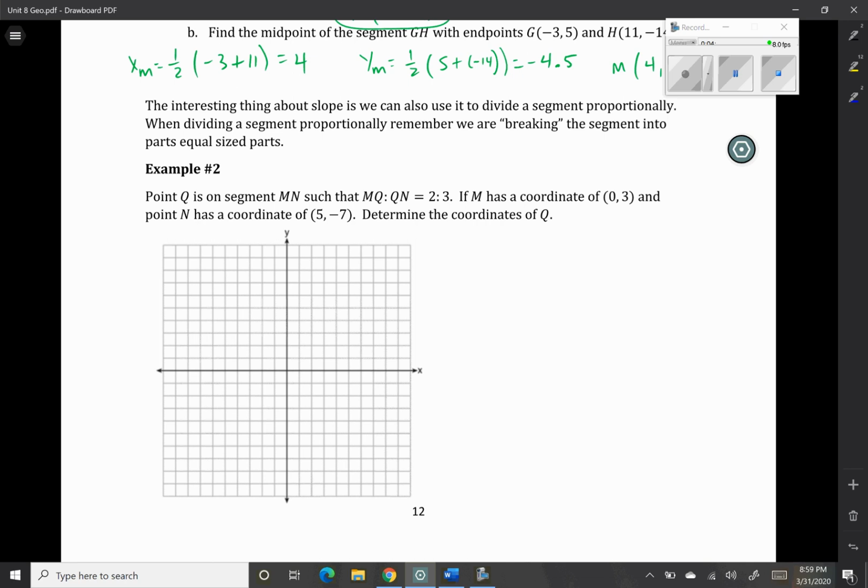So to do this, we're going to do a very simple process. It's a little bit confusing at first, but once you get it, it's pretty straightforward. So let's take a look at example 2. Example 2 says point Q is on the segment MN such that MQ compared to QN is in a ratio of 2 to 3. Now this ratio tells us something very important. There are going to be 2 parts before Q and 3 parts after Q, meaning in total there are 5 parts.